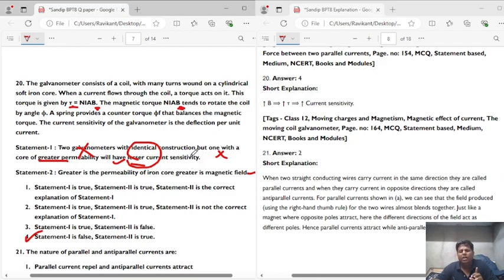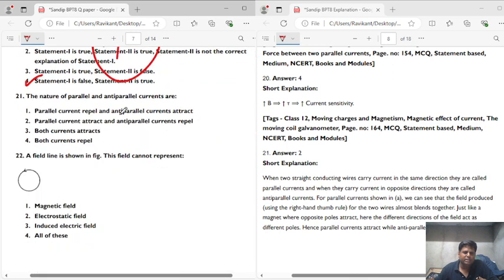So if a core is having a greater permeability, then the sensitivity of the galvanometer will increase. Why? Because with greater permeability, the iron core will have greater magnetic field, and greater is the magnetic field, greater will be torque. Greater is the torque, greater will be the deflection, and more is the deflection per unit current, more is the sensitivity of the galvanometer. So the correct answer for question number 20 is option number 4.